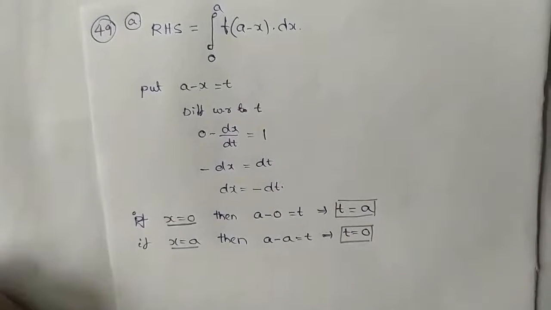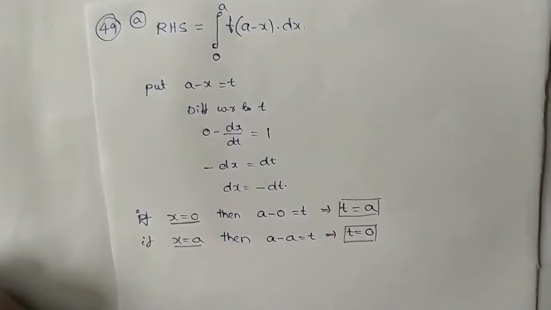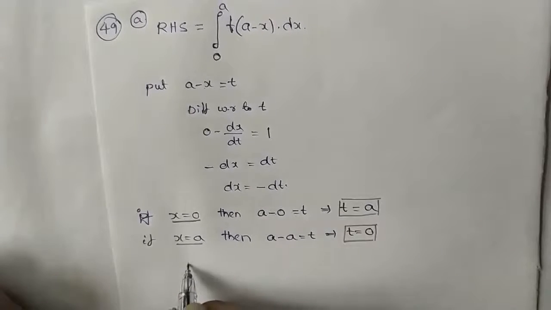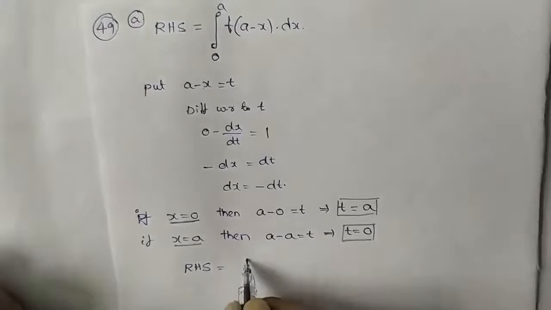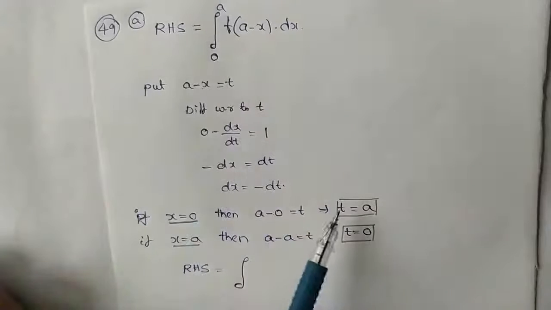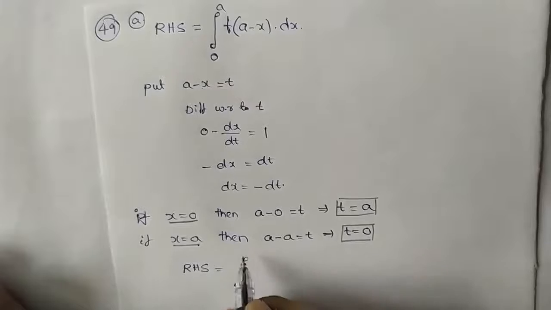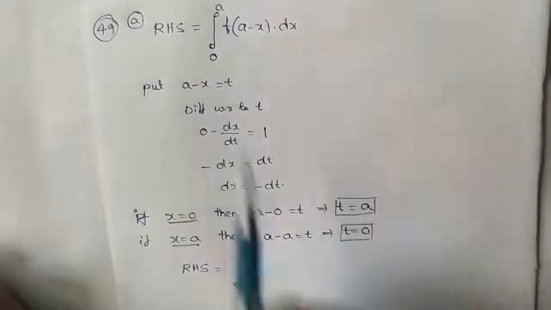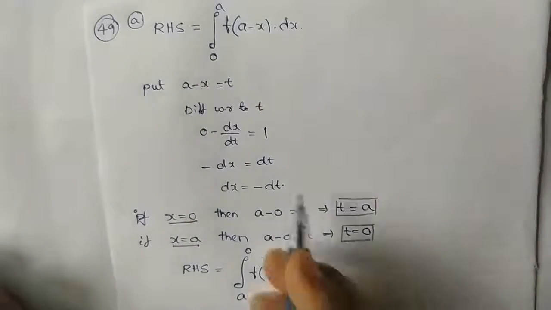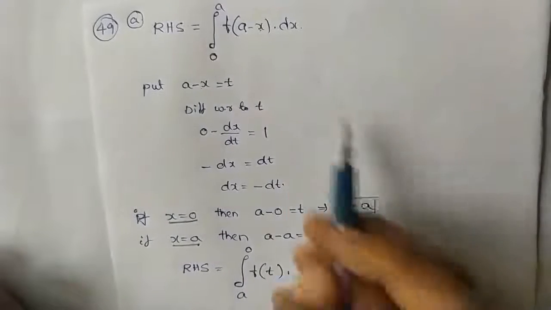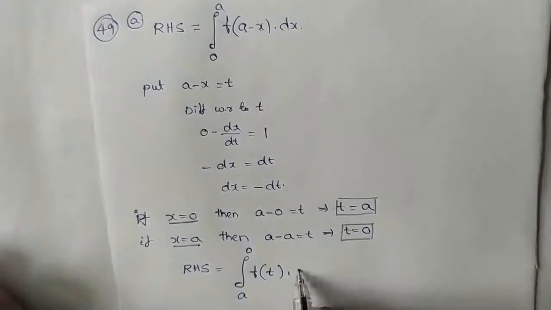Also we have to change the intervals. Now substitute all this in the above RHS. Therefore RHS equals integration from a to 0, since if x equals 0 then t equals a, and if x equals a then t equals 0. Next, f of a minus x, where we have taken a minus x as t, into dx. dx is minus dt. So minus dt.